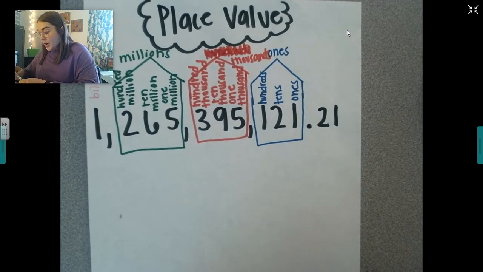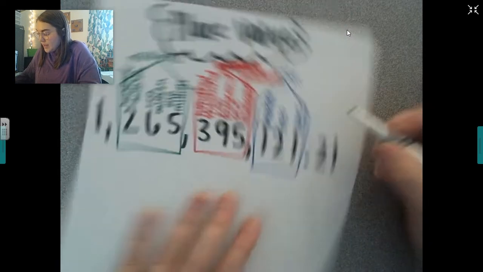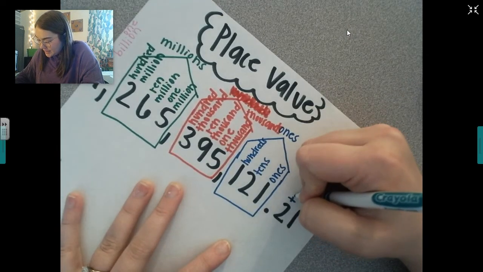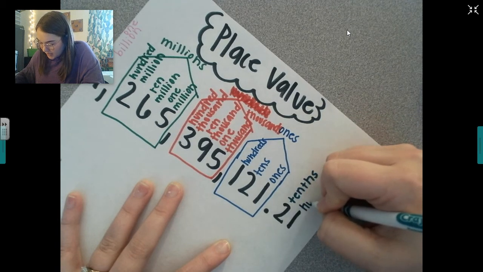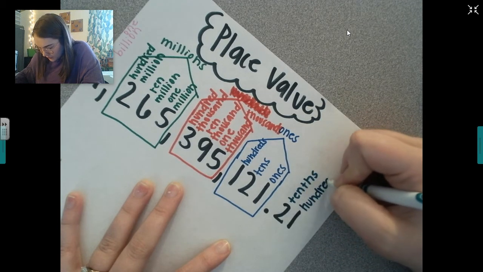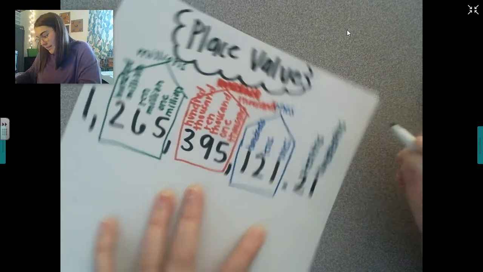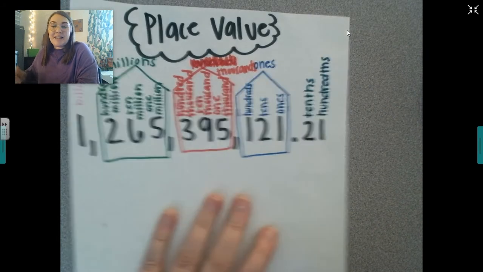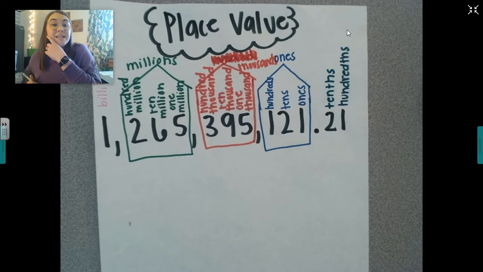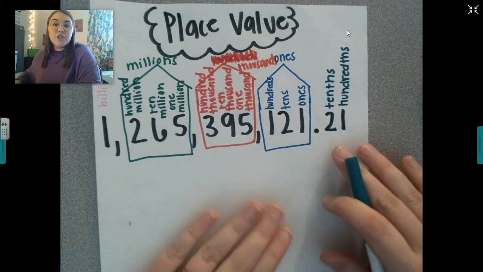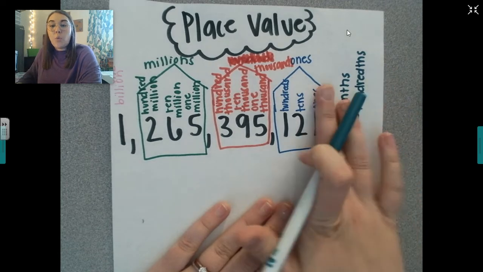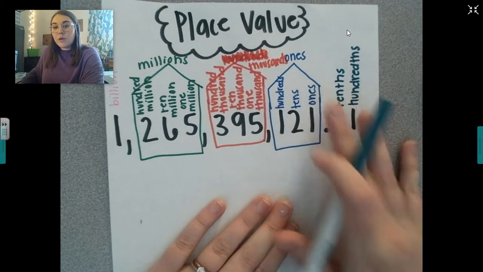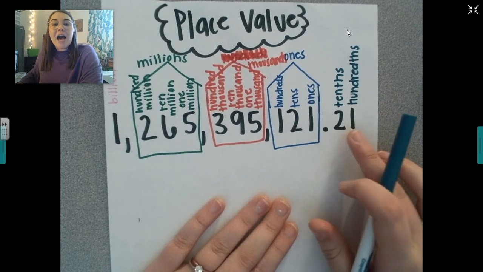So now let's review the decimal place value. So we start with the tenths, and then this one is the hundredths. So I want you to say tenths. Now I want you to say hundredths. Good job. So when we do after the decimal, we don't start with the ones. We skip the ones and we go to tenths and hundredths.